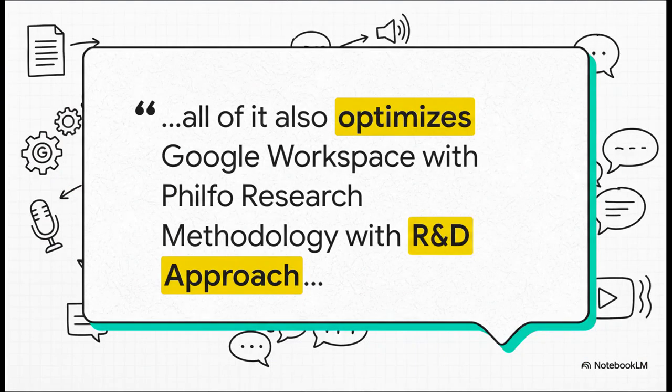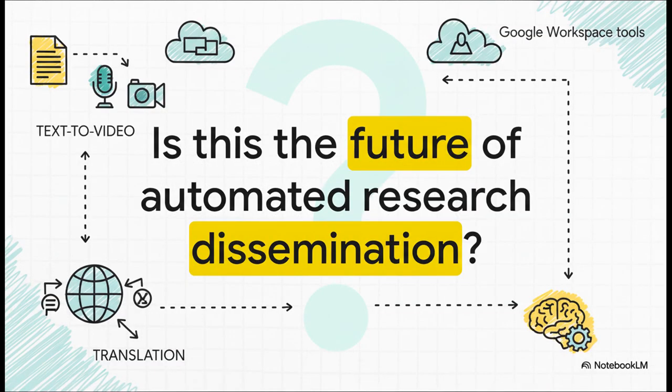And this quote right here, it just hits the nail on the head. It says, "This process optimizes Google Workspace." What that really means is that the goal is to create a cycle. The workflow doesn't just produce amazing content, it actually makes the tools you're already using work together better, more seamlessly, and way more powerfully.